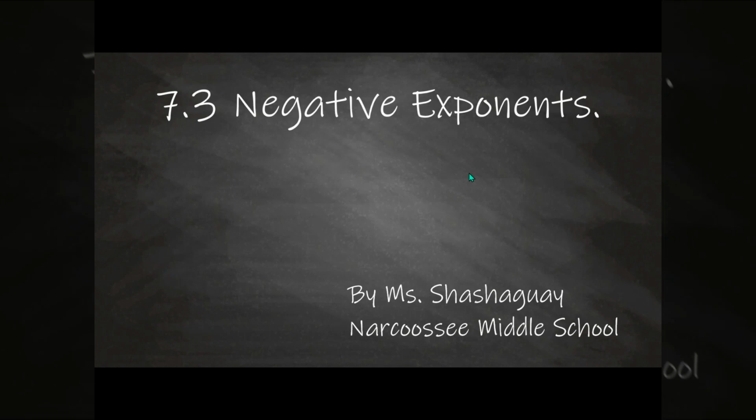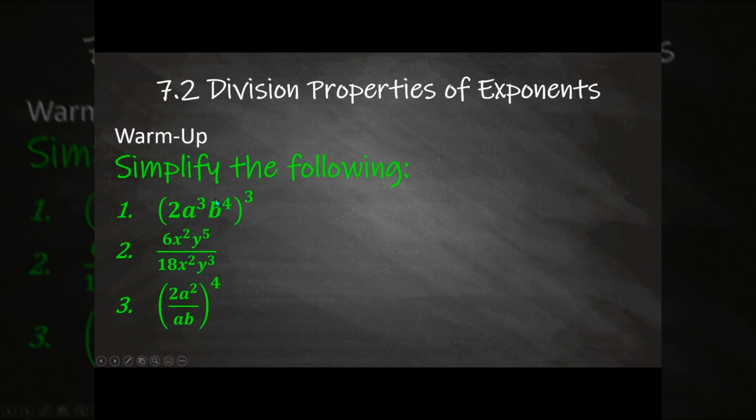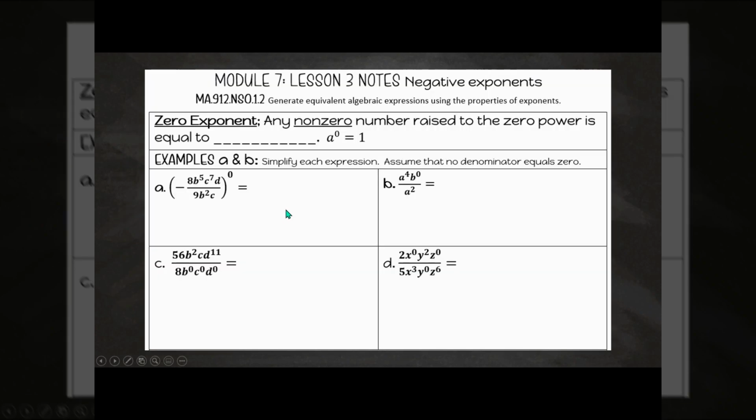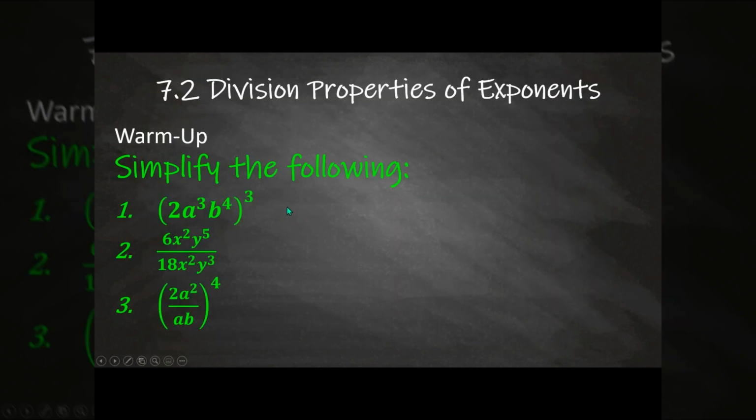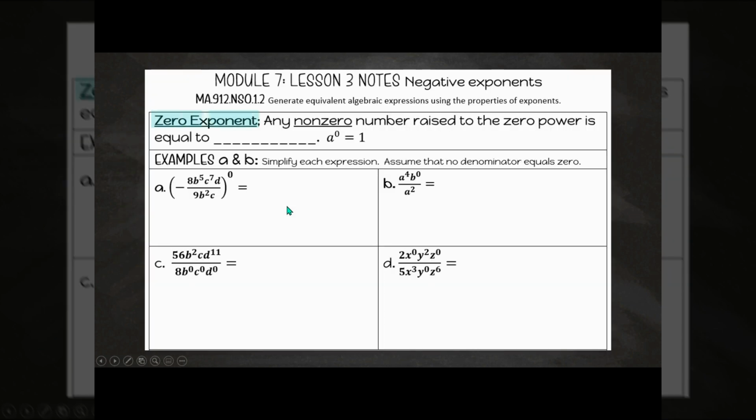All right, in this video, we're going to go over Module 7, Lesson 3, which is negative exponents. This will be your warm-up for that set of notes, which is actually reviewing our Module 7, Lesson 2. Module 7, Lesson 3 is about negative exponents, and this is still benchmark NSO 1.2, generating equivalent algebraic expressions using the properties of exponents.